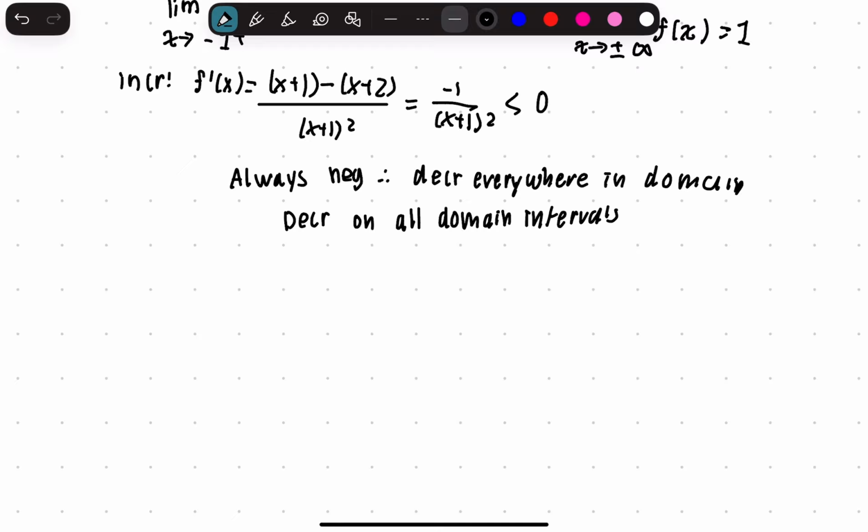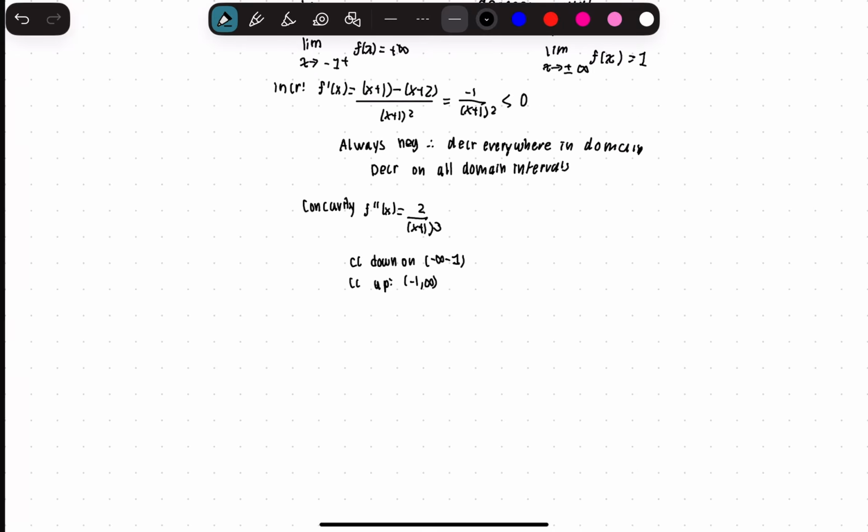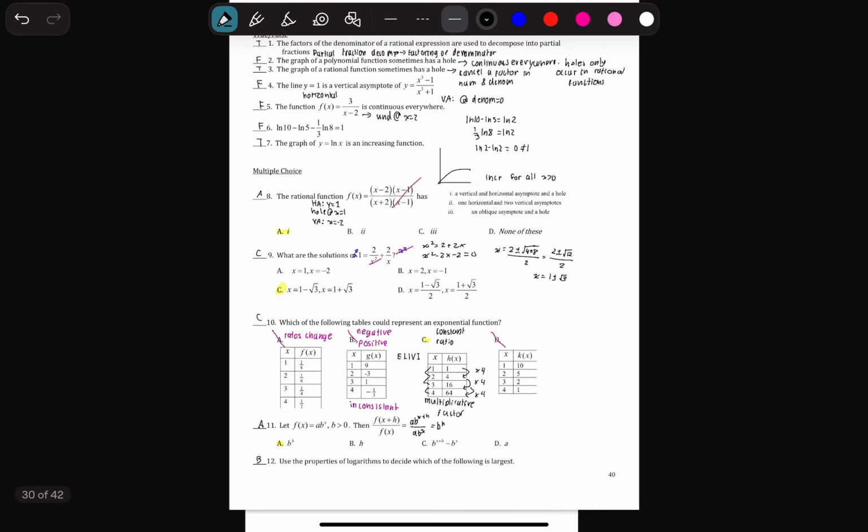So now we can determine the concavity. In order to determine the concavity, you have to determine the second derivative. So you have 2 over (x plus 1) cubed. And we know that it's going to be concave down on negative infinity to negative 1. And we also know that it's going to be concave up on negative 1 to infinity. Now we can move on to question 15.